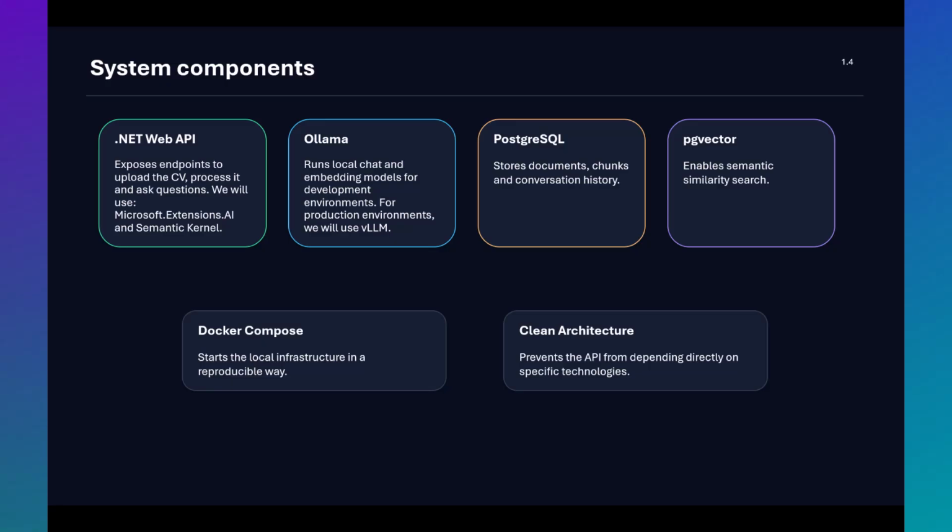The third component is PostgreSQL. PostgreSQL will store documents, chunks, and conversation history. We will also use pgvector, which allows PostgreSQL to store vectors and perform semantic similarity searches. Docker Compose will help us start the local infrastructure in a reproducible way. And finally, Clean Architecture will help us avoid coupling the API directly to specific technologies.